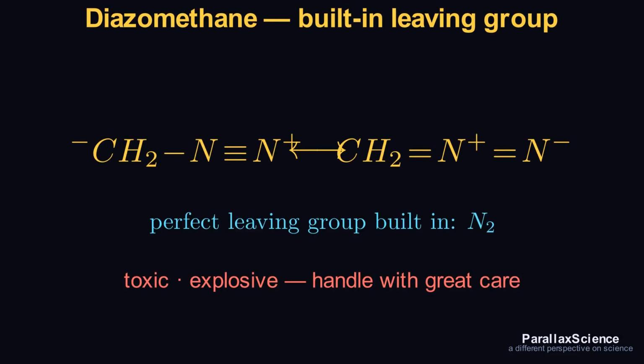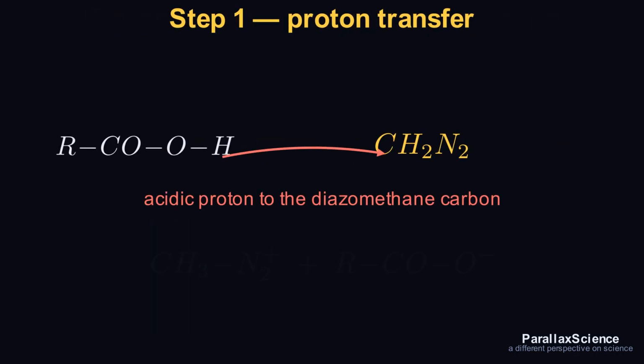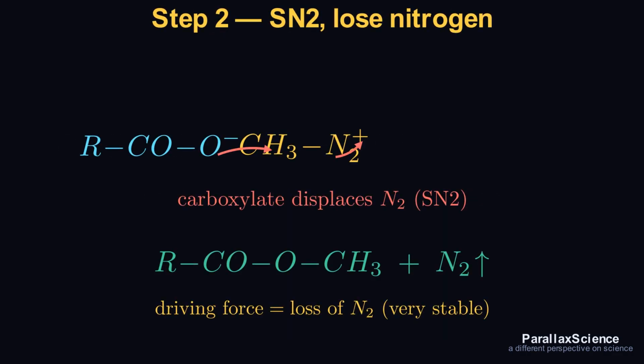Diazomethane. A pale yellow gas, and a beautiful, dangerous reagent. It is drawn with 2 resonance forms, and it carries a perfect leaving group built in. Nitrogen gas. Treat a carboxylic acid with it. The acidic proton transfers to the carbon of diazomethane, making a methyldiazonium ion, and a carboxylate. The carboxylate then displaces nitrogen in a clean substitution, giving the methyl ester. The driving force is simple.